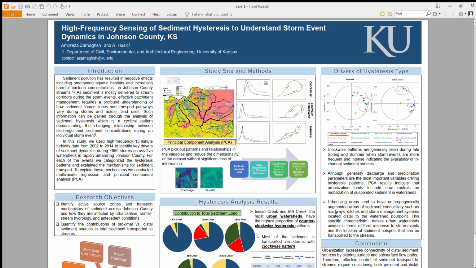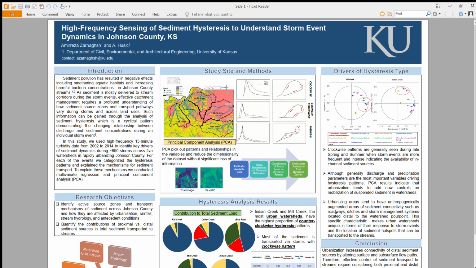One efficient tool to gain this information is to study the relationship between sediment concentration and discharge values during a storm event. This relationship is called hysteresis. In this study, we have used publicly available data to study around 850 storms that occurred during 2002 to 2040 in 5 different watersheds across Johnson County. And we want to answer two important questions.